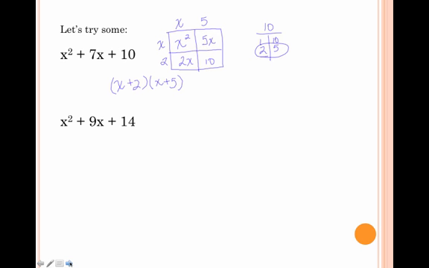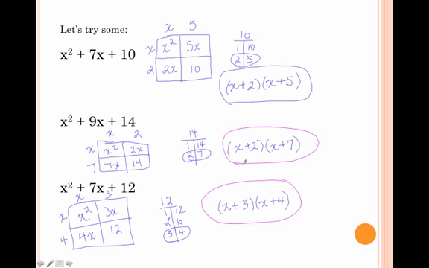So I'm going to let you try a couple of these on your own and make sure that you understand how to do these. Pause your video and check back in a minute for your answers. Okay, so here we found that the factors of this quadratic were x plus 2 and x plus 7. And down here I've got x plus 3 and x plus 4.